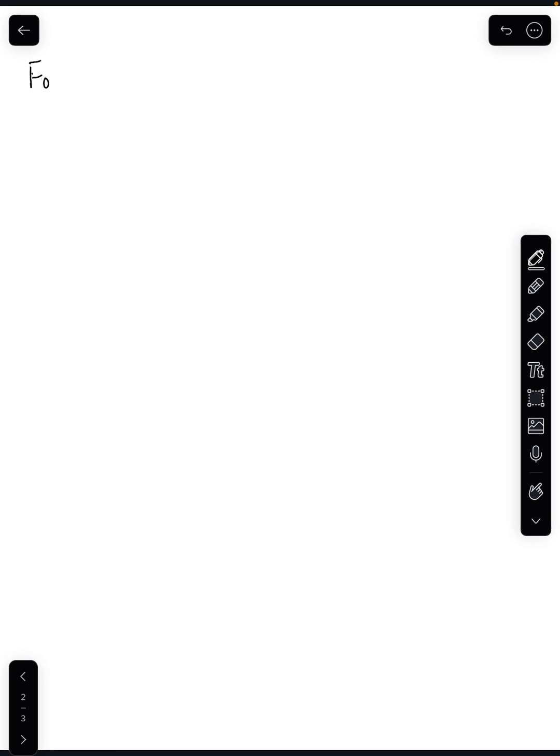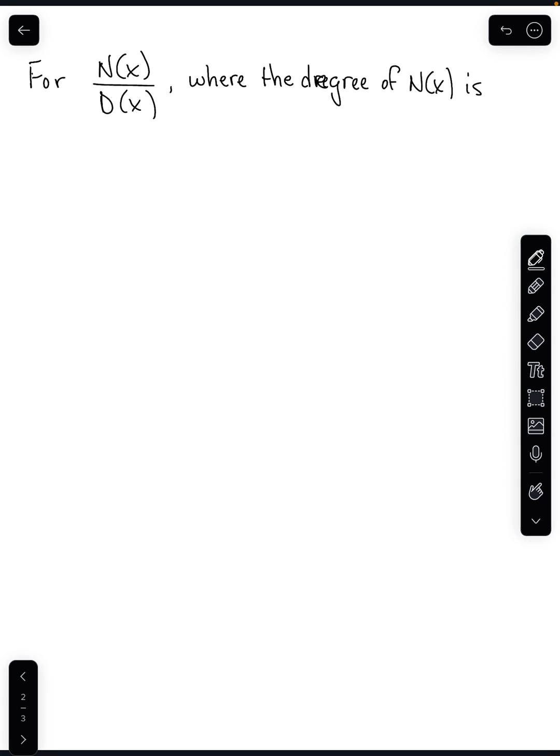So, for a rational function, which has a polynomial in the numerator and a polynomial in the denominator, specifically where the degree of n of x in the numerator is less than, strictly less than, the degree of the denominator d of x. If this is the case, d of x, being a polynomial, can be factored into linear and irreducible quadratic factors.